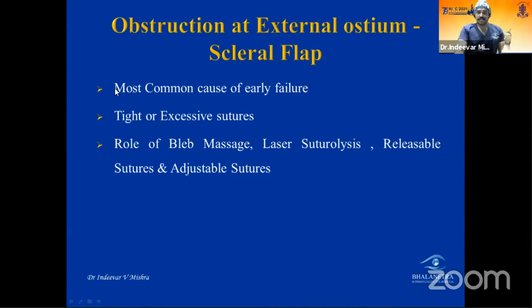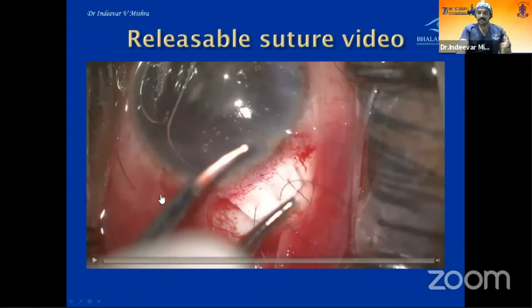Obstruction at the external ostium is a scleral flap. This is the most common cause: tight or excessive sutures. There is a role for bleb massage, laser suturolysis, releasable sutures, or adjustable sutures. But bleb massage and laser suturolysis are a little complicated and ungraded methods. So I would suggest that everyone should learn how to put releasable or adjustable sutures.